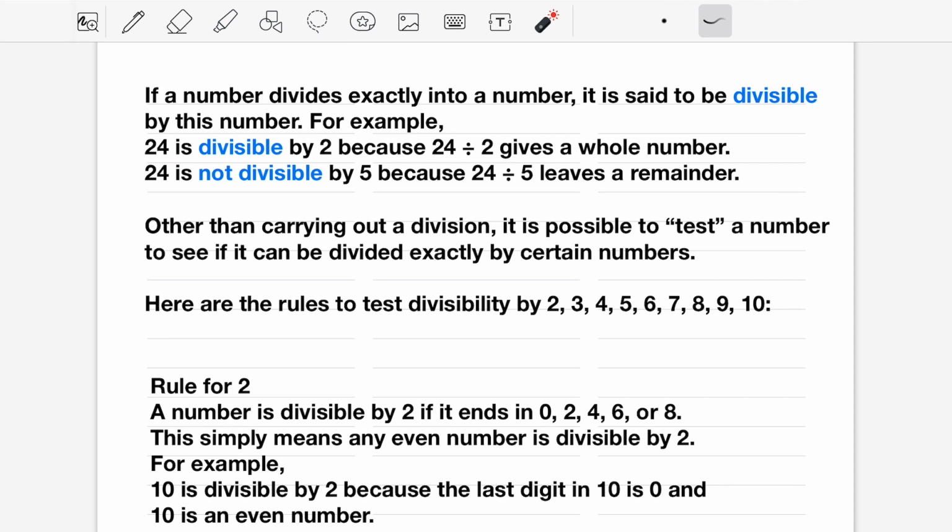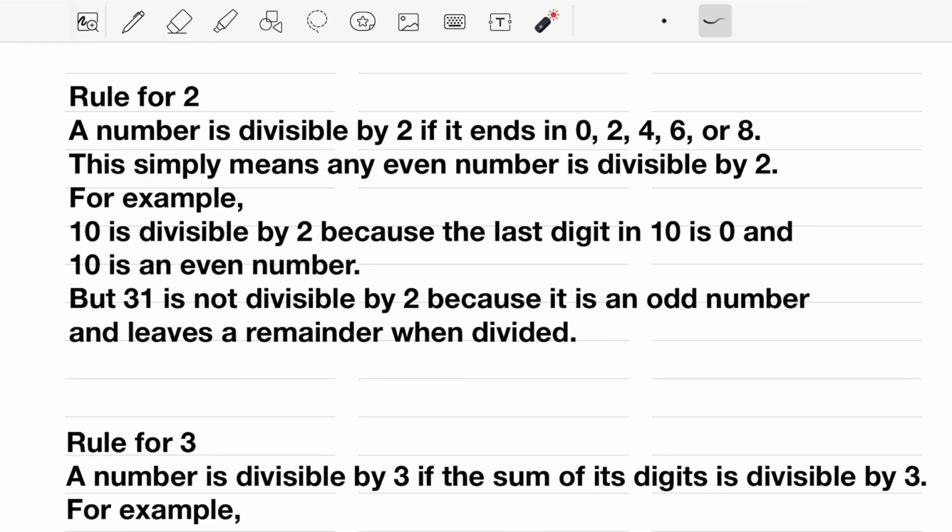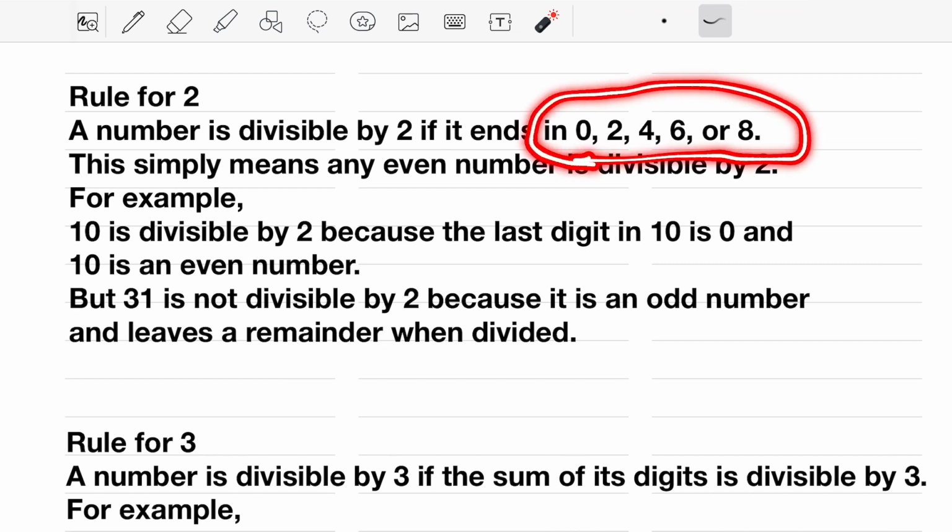So we can test a number to see if it is divisible by another number without actually doing the full division. We can utilize the divisibility rules. So here we have a rule for the number 2. Or in other words, to test if a number is divisible by 2. A number is divisible by 2 if it ends in 0, 2, 4, 6, or 8, which of course is your even numbers below 10.